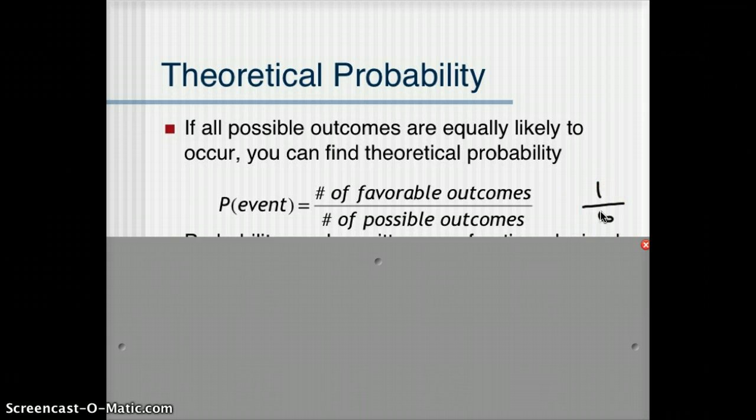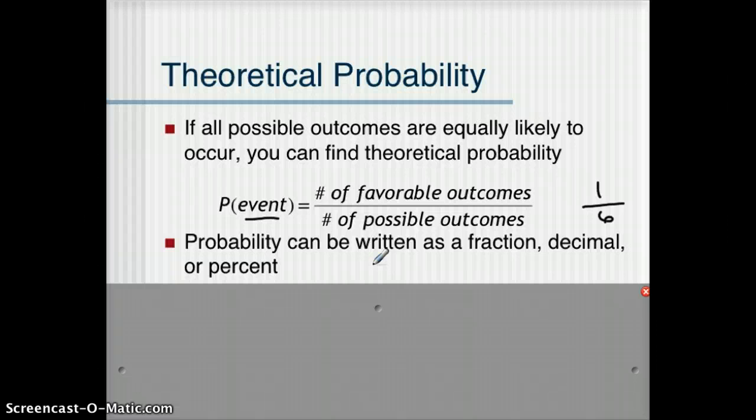So the probability that I got a 3 would be 1/6, and 3 would be my event. We see P in parentheses with an event, which says the probability of that event occurring. That's how you read that in math. Okay, we can write probability either as a fraction, a decimal, or as a percent. It's going to be your choice unless I guide you onto which one I'm looking for.